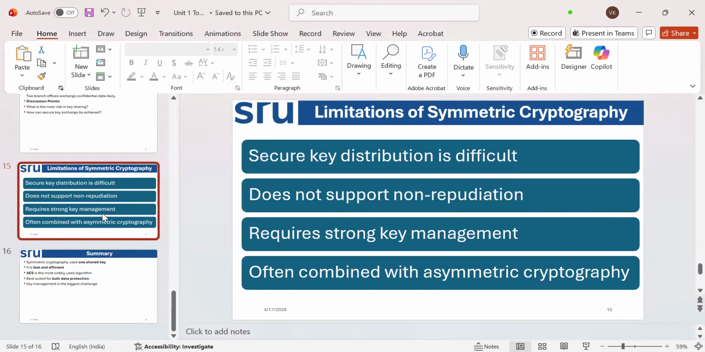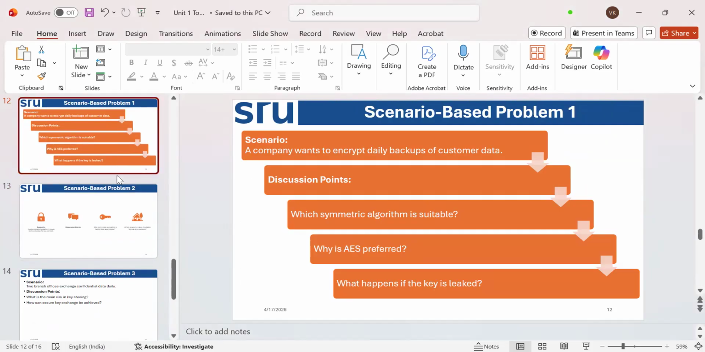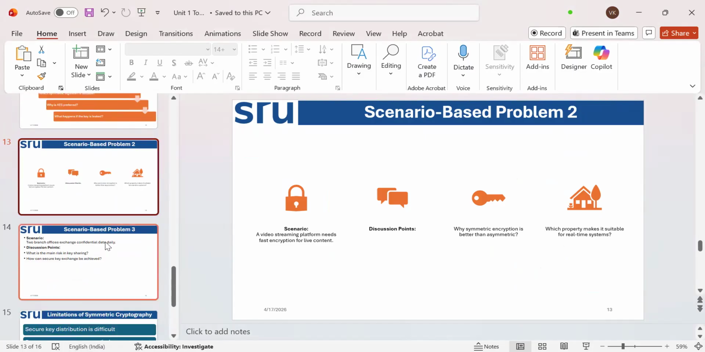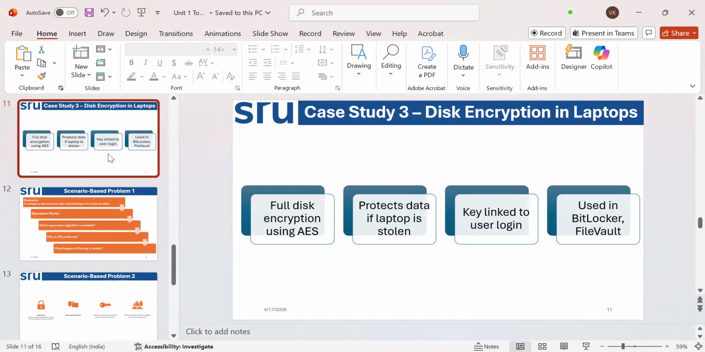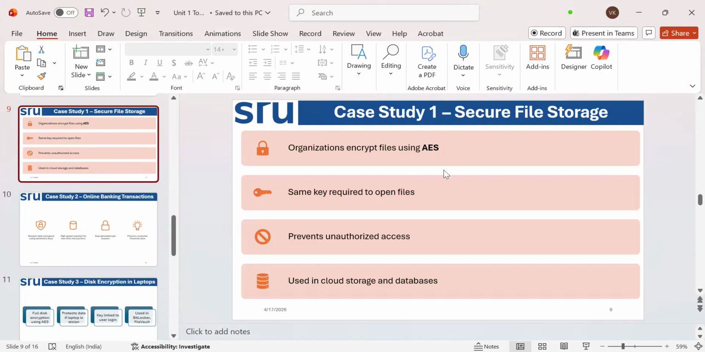This we studied, then the limitation. We studied the case problem, and we will study the second case problem. We studied about the live content, right? The first case study problem we intended the stories, like backup of the data, right? The decryption and encryption we studied. We studied the online banking system and file storage.